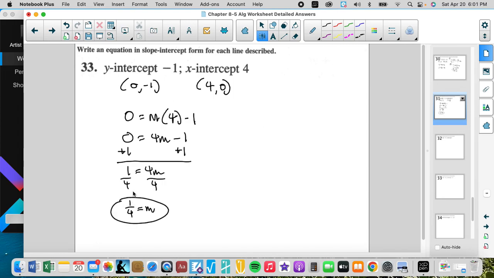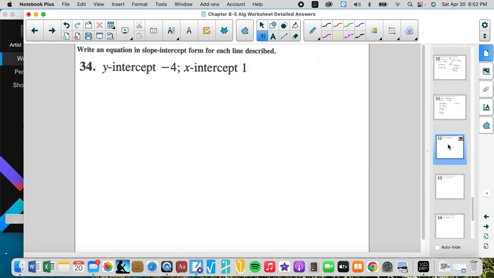So that's a very, very unorthodox way to do this problem. I don't think I've ever seen it done this way. So we have y equals, I know what my slope is, x, and I know what my y-intercept is, negative 1. That's not a bad way to do it. I like that technique. That's a really smart technique.